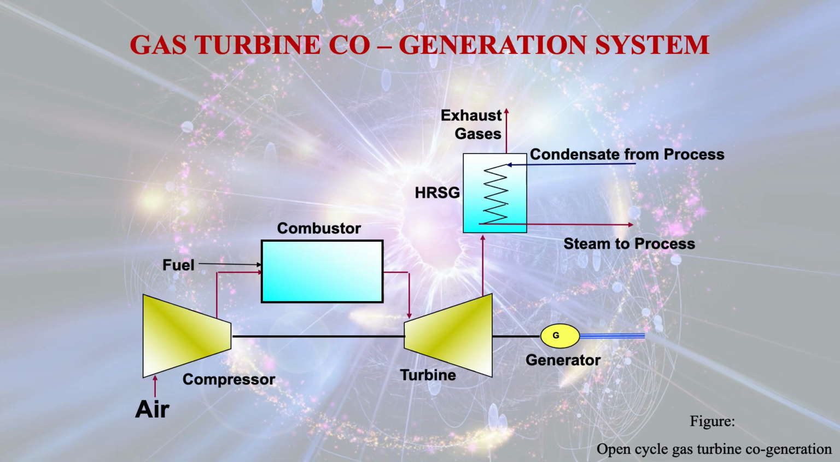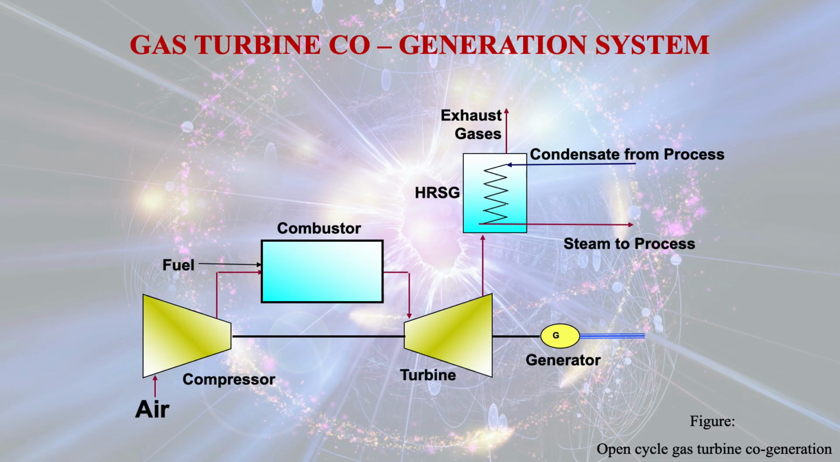Now we will talk about the gas turbine cogeneration system. So here there is a compressor for the gas turbine, there is a combustion chamber, we call it a combustor, in the gas turbine cogeneration system, and obviously there will be a turbine which generates the electricity.